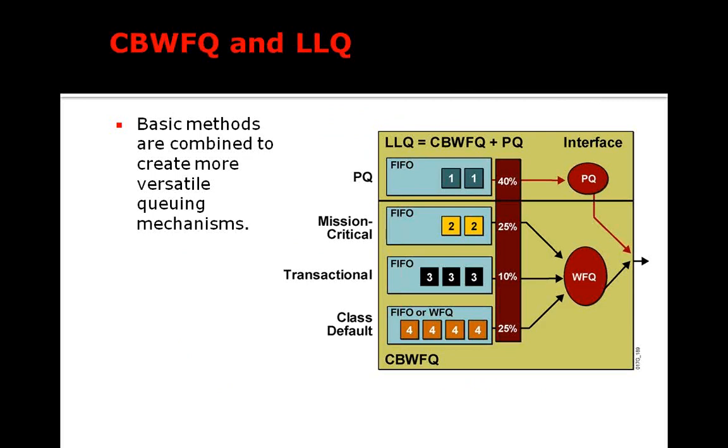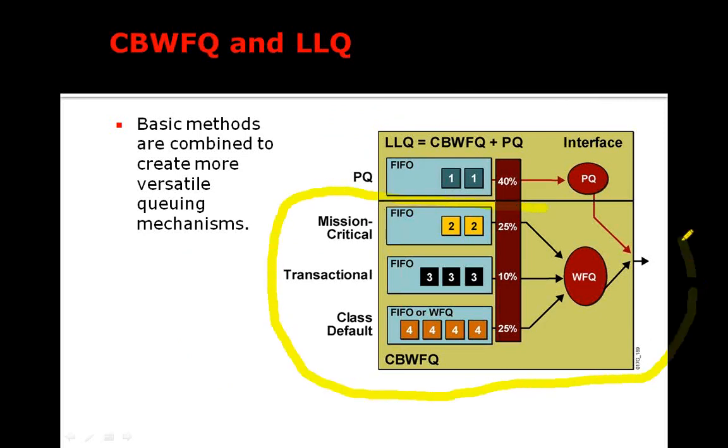The idea is the class-based weighted fair queuing is really this portion down at the bottom. So this is just our class-based weighted fair queue. We take our traffic, we separate our traffic into different groups, and then we prioritize or put it out on the network by the bandwidth that we've set aside for it. So this mission critical, we've set up 25% of the bandwidth. Transactional, we set up 10%, and then the class default gets the 25% that's left.